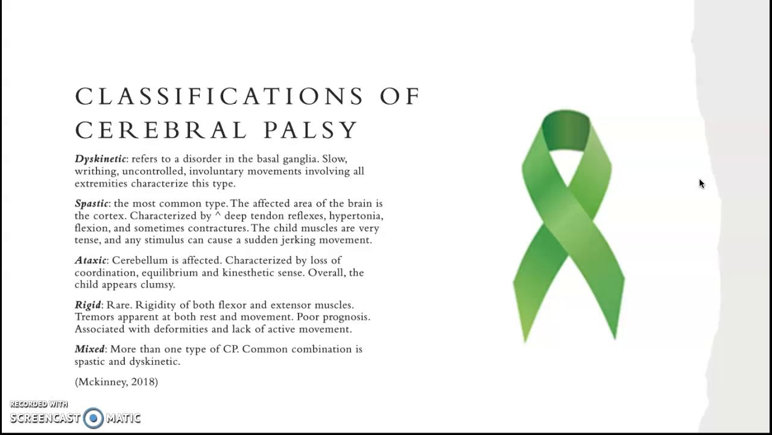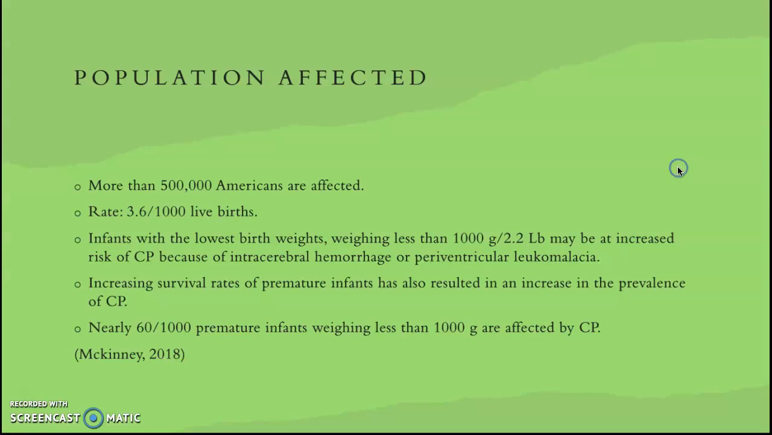Rigid is rare. Rigidity of both flexor and extensor muscles, tremors apparent at both rest and movement. It's associated with a poor prognosis and with deformities and lack of active movement. Mixed is more than one type. Common combination is spastic and dyskinetic.